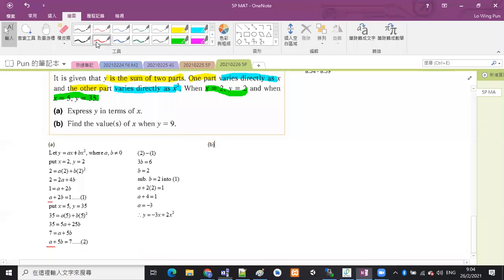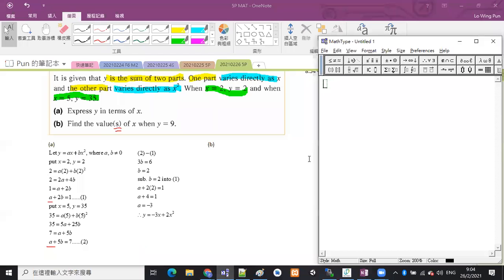And again, when you read the question, you can see this. Find the values of x when y is equal to 9. But what we are going to do is just the same. When y is equal to 9. But when I see this little s in the question, I will expect that I am going to get 2 answers or more. Okay? So I will not expect that I will get only 1 answer in this question. Do you understand what I mean?